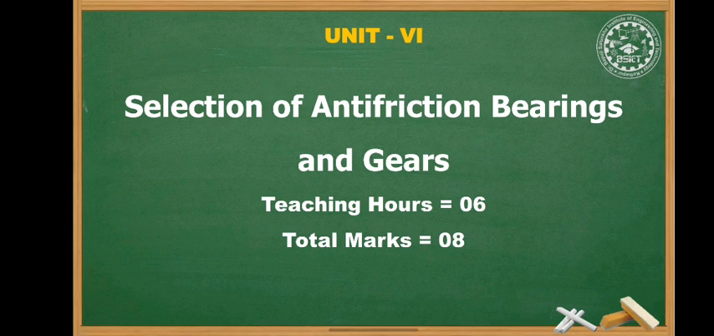So in this session we will continue with our unit number 6, that is selection of anti-friction bearings and gears. In previous sessions we have completed anti-friction bearings or total types of bearings, and in this session we will be discussing the gears. In the syllabus we have only spur gear.